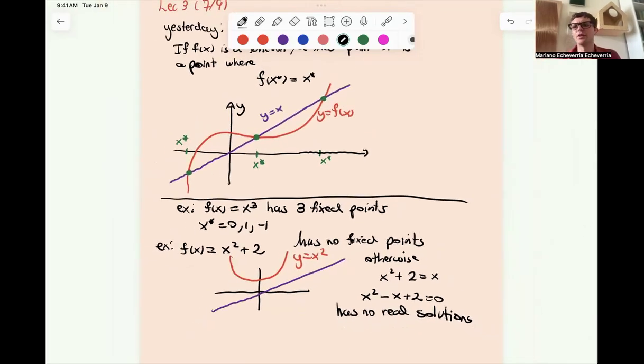Is that making sense? All that I'm trying to say as of now is that there are functions, some which will have fixed points, others will not. What we want to discuss in more detail today is what you can ask of the function so that there are fixed points of that function. What conditions would guarantee that the function has at least a fixed point?